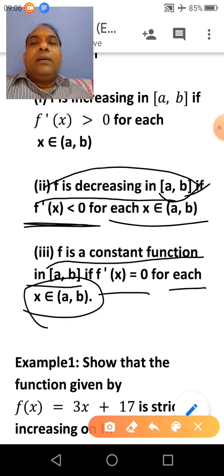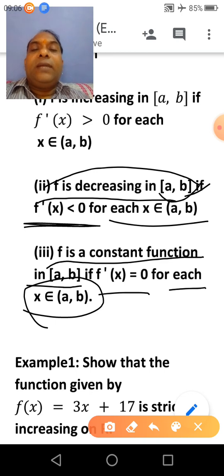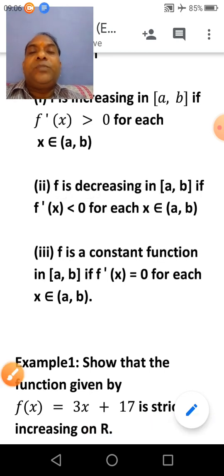Clear? So according to this theorem, you have to remember, if f dash x is greater than 0 or positive, then the function will be an increasing function, and if f dash x is less than 0, then the function will be a decreasing function, and if f dash x is equal to 0, then the function will be a constant function. Clear? Now see the example.